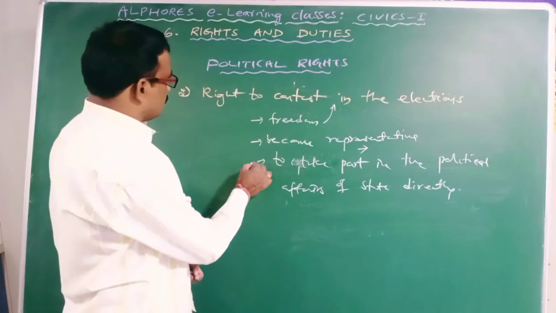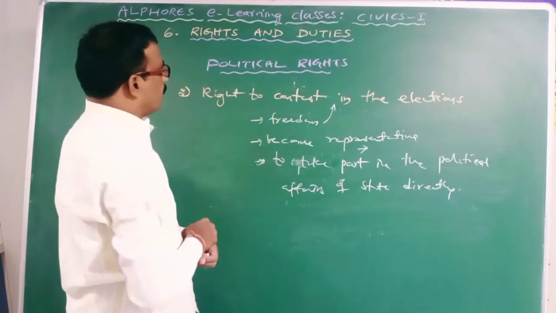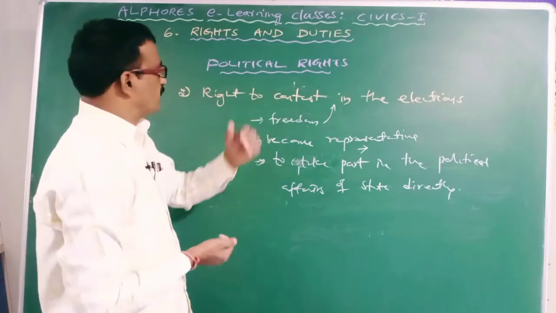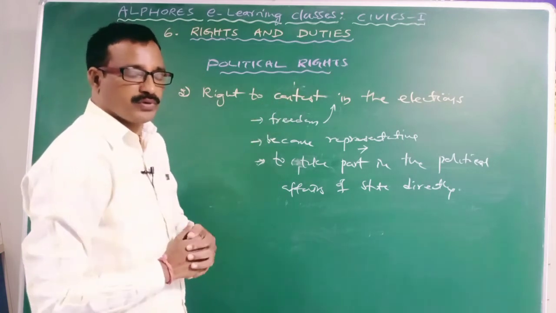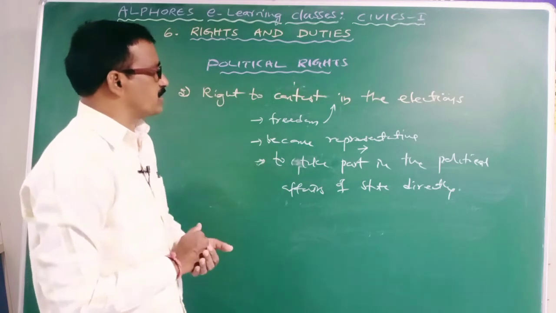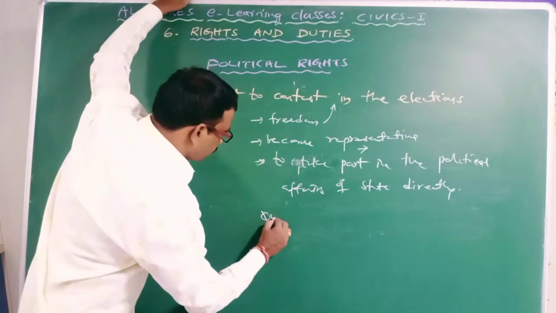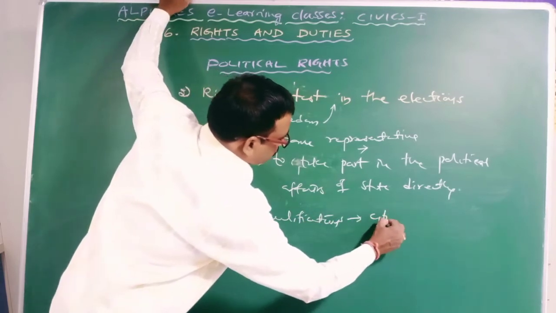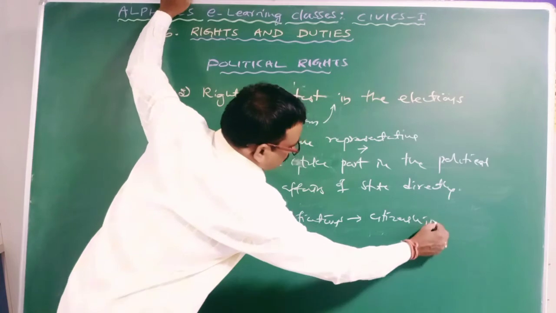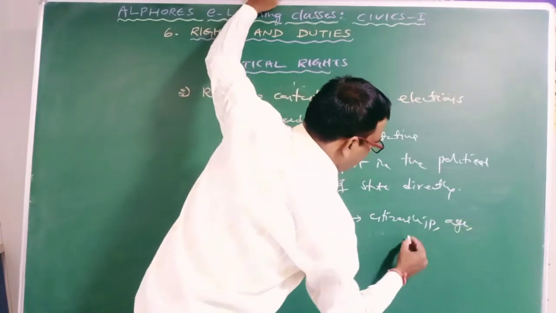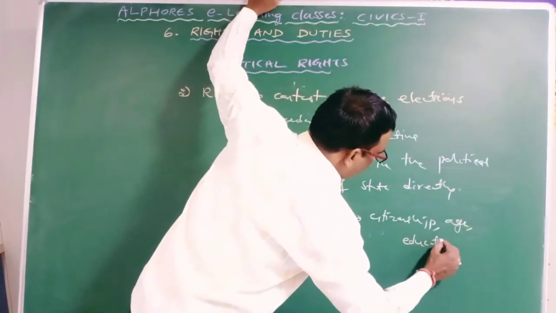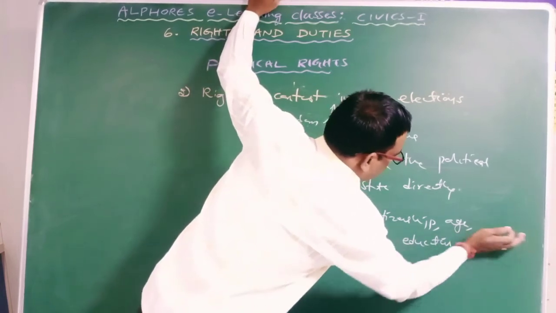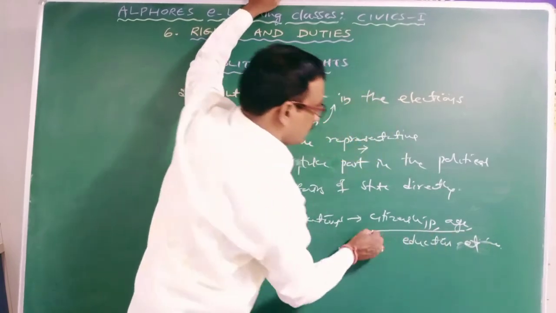And the next thing is that the state may prescribe certain qualifications for this right. What type of qualifications may be prescribed by the state? It may prescribe certain qualifications, like citizenship, age, and in some countries, education qualifications also. So these are very essential.